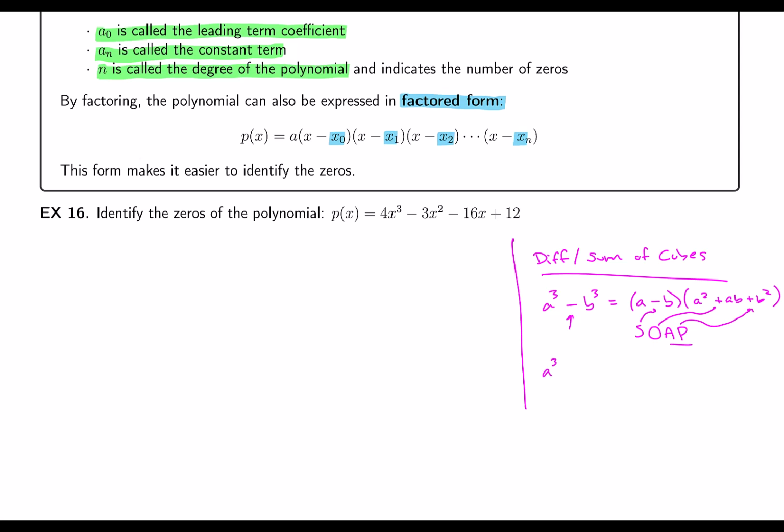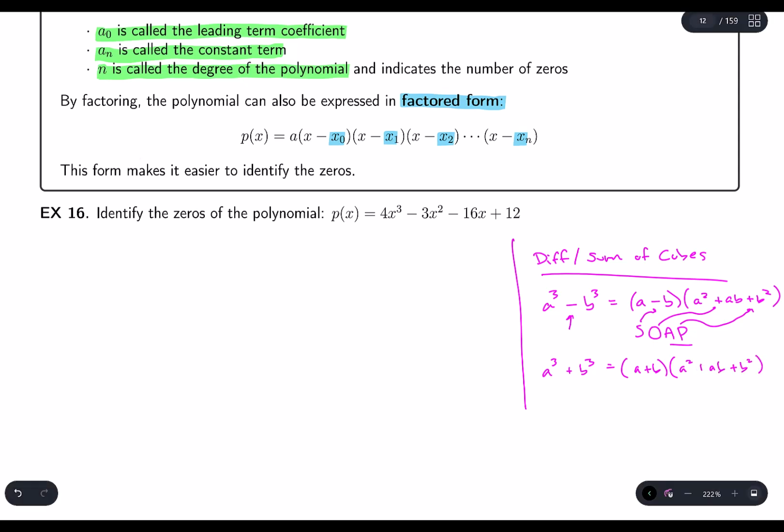So if you needed a cubed plus b cubed, it would be a plus b times a squared plus ab plus b squared. Sorry, that one would be a minus because it's opposite. Now, that remaining quadratic, the a squared minus ab plus b squared, it doesn't factor any further. If it did, that would be part of the formula. So this is one way that you see cubic polynomials in a calculus class.